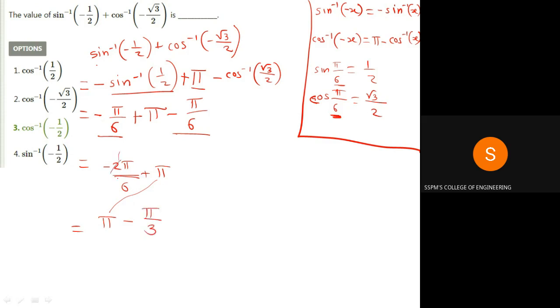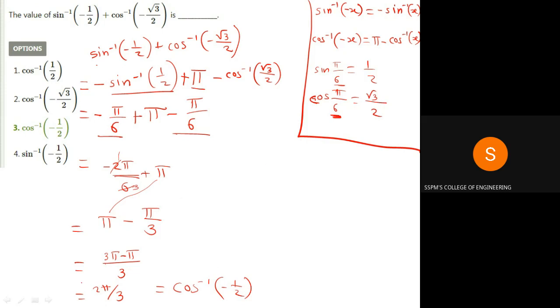2 ones are 2, 2 threes are 6, so minus pi by 3. Then 3 into pi, it is 3 pi minus pi divided by 3. That is 2 pi by 3. So what we found is 2 pi by 3. But what is 2 pi by 3? 2 pi by 3 is cos inverse minus half.